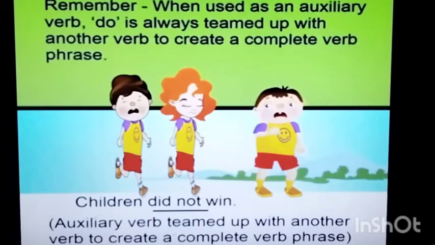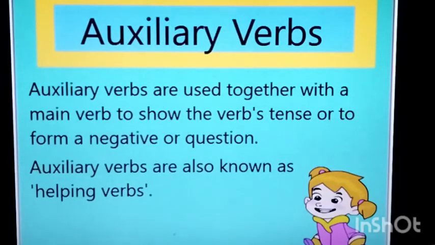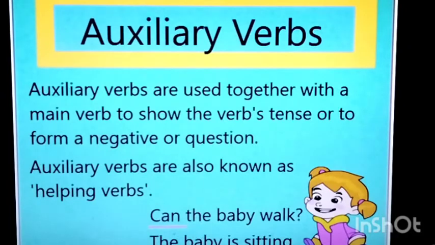So children, let us summarize what we have learnt. Auxiliary verbs are used together with a main verb to show the verb's tense or to form a negative or question. Auxiliary verbs are also known as helping verbs. For example, can the baby walk? The baby is sitting. Here, can is used as a helping verb and is is used as a helping verb.